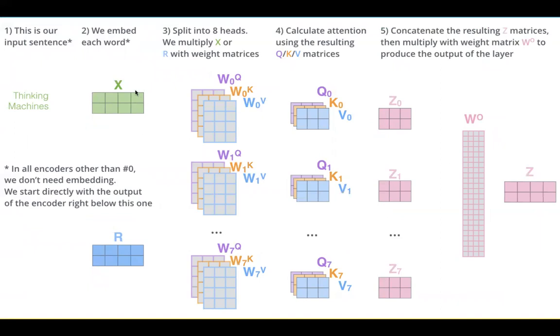The input is the embedded X. That's only for the bottommost layer; for every other layer, it's the input from the layer below. We have three matrices trained during the training process. We multiply them with the embeddings to get the Q, K, V. We concatenate the outputs, as we saw in the process earlier, to create Z0, Z1 up to the entire length of the matrix. Then we multiply these with the weight matrix W0 to produce the output layer Z.